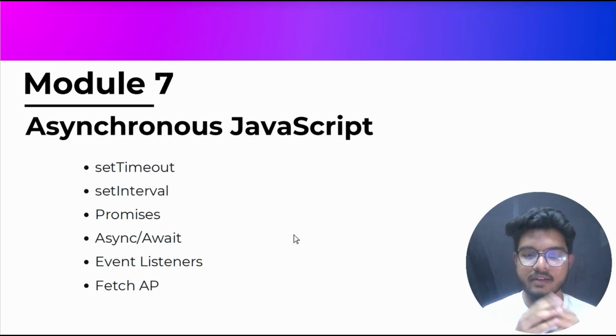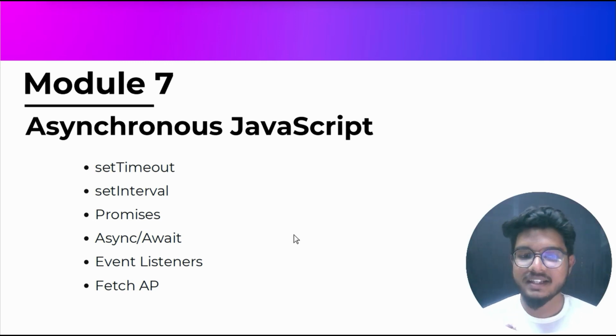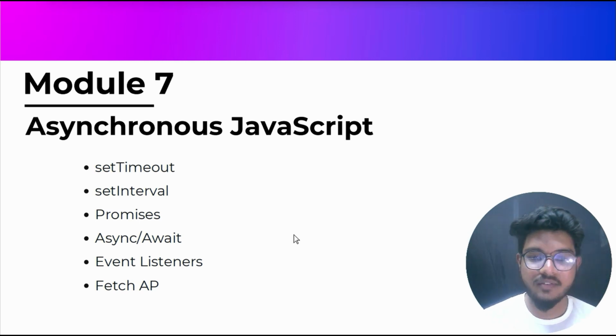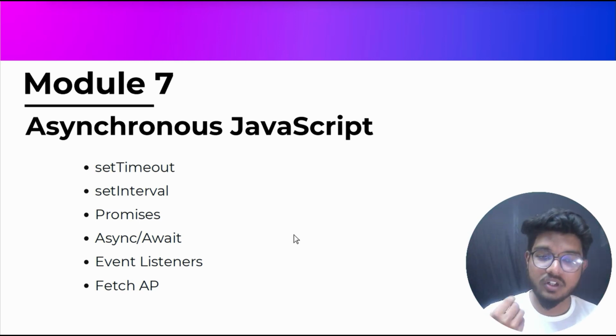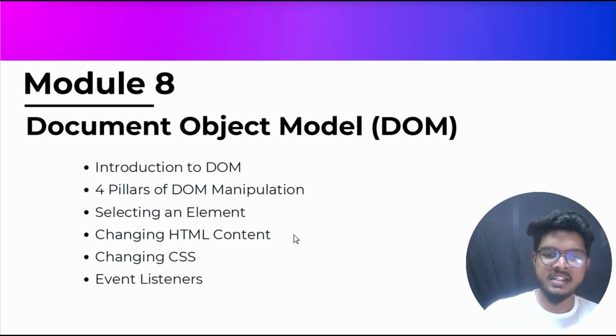So coming to module 7, we have discussed asynchronous JavaScript, with a nice example of the difference between synchronous and asynchronous. And then what is setTimeout, what is setInterval, what is fetching data from other websites, what are promises, etc. Event listeners, we cut short on this topic and rewatched it in DOM manipulation, that is in module 8.